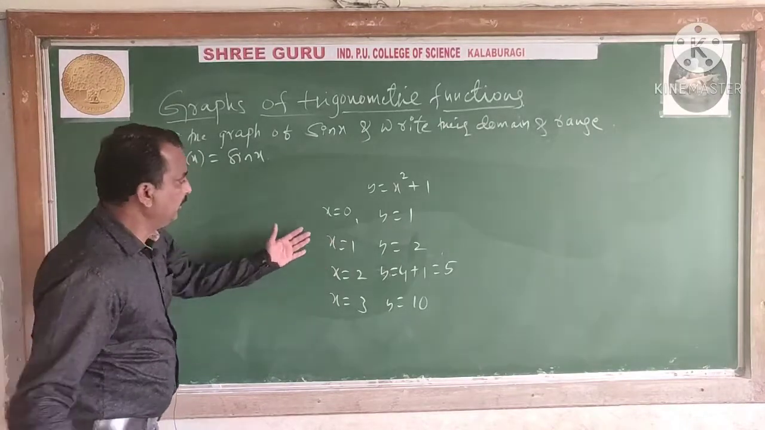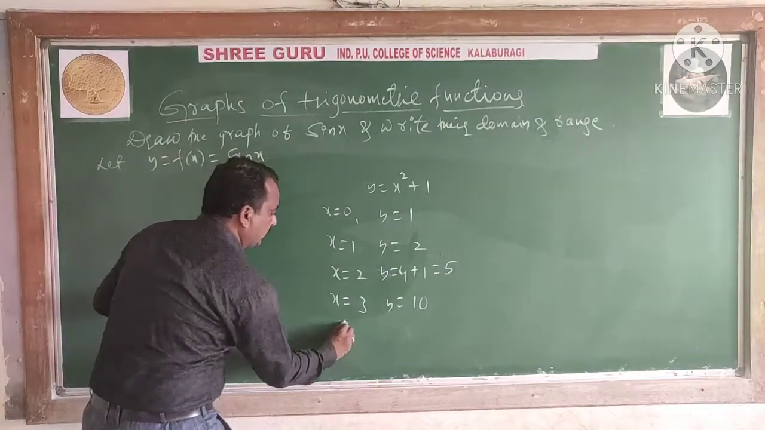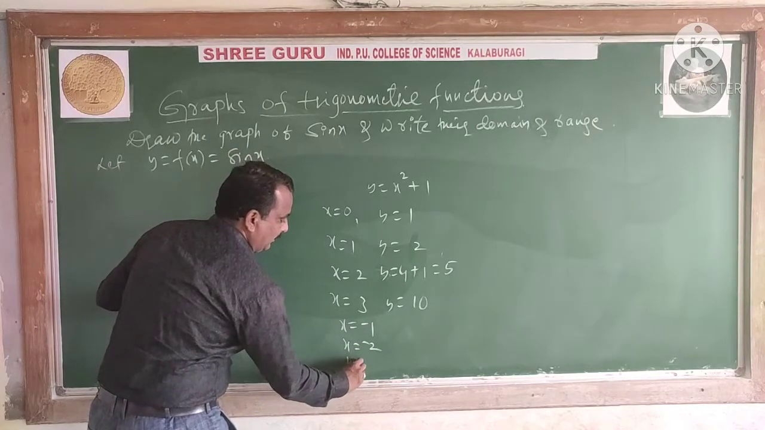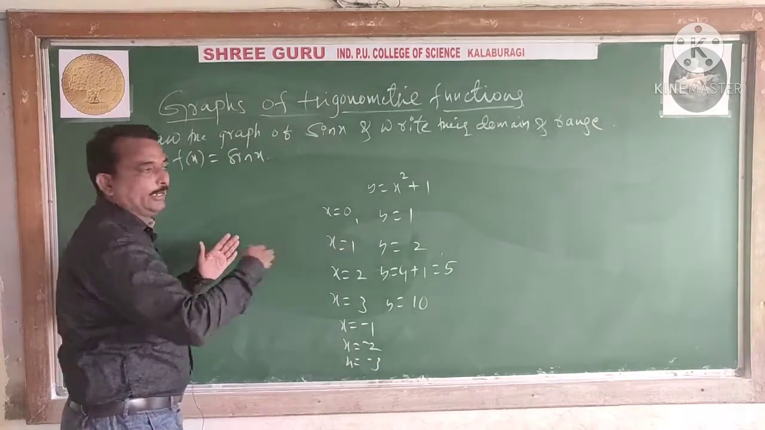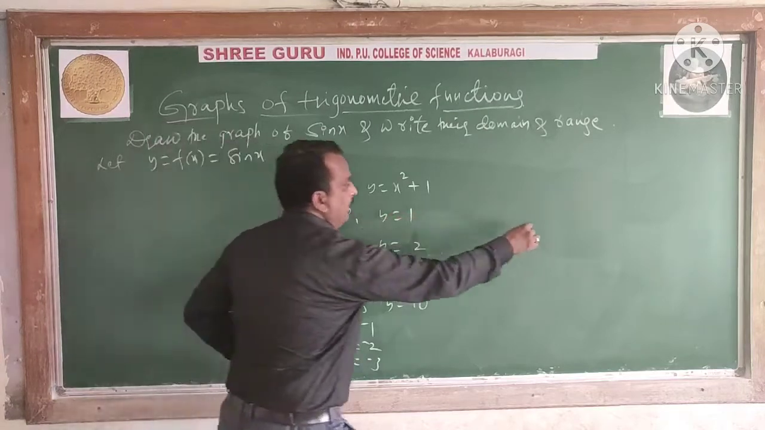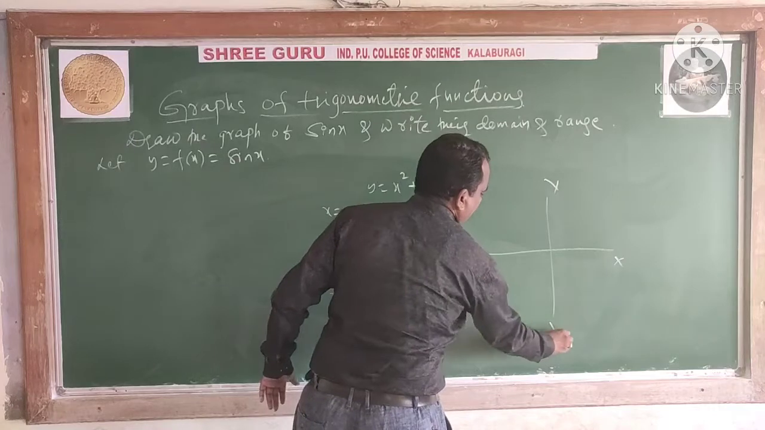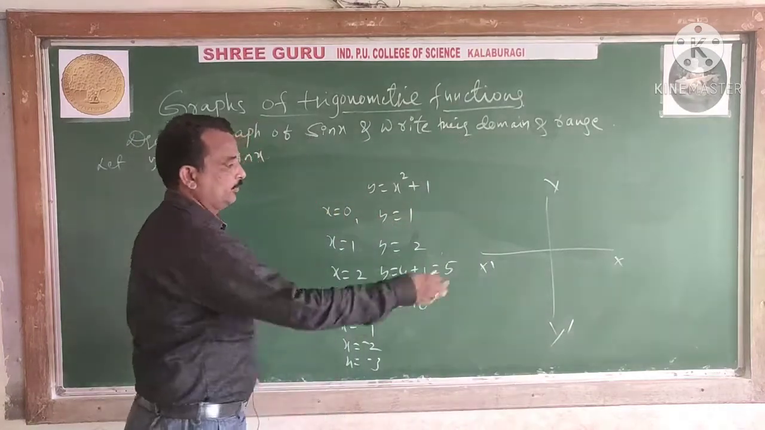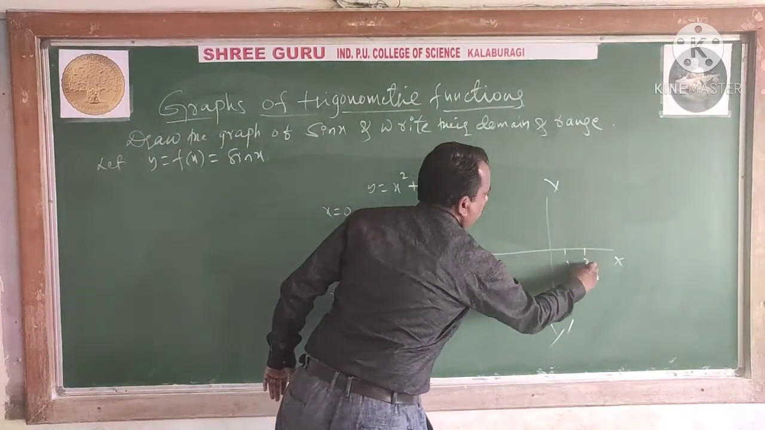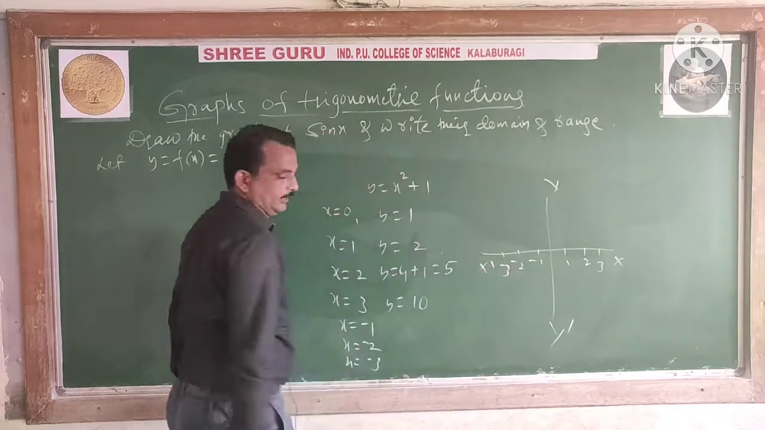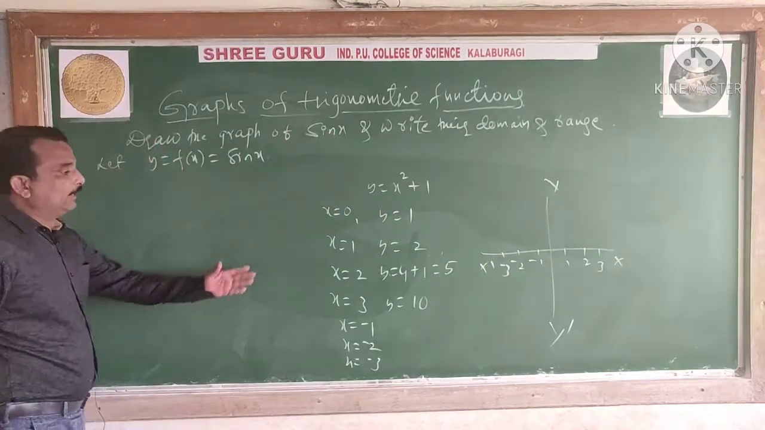Like that, you have to study. After that, you should take the negative values -1, -2, -3, like that. Some positive values and negative values, as you have taken in the graph, on the x-axis and y-axis. Just as you have taken the negative values, like that you have drawn the different types of algebraic functions.